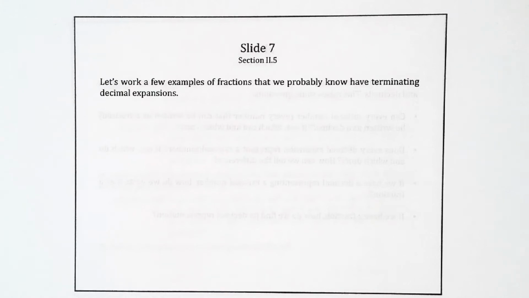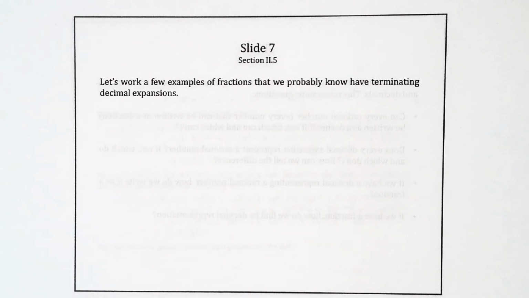This is the second mini lecture for section 7.1. We ended the last mini lecture by asking a question. We saw that every terminating decimal represents a rational number. That is, a number that can be written as a fraction.